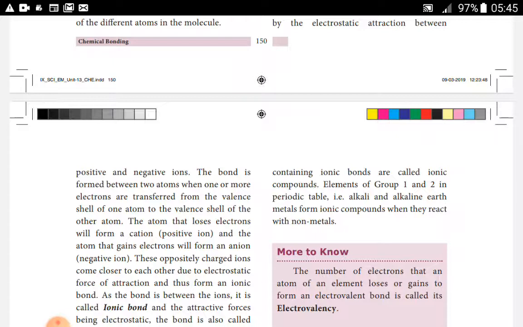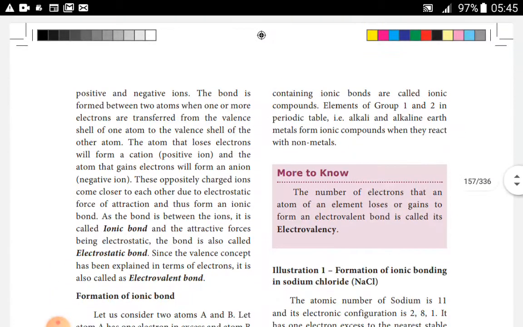So opposite charged ions are first formed, and these opposite charged ions come closer to one another because of electrostatic force of attraction, because of the attraction of opposite charged ions. And the bond is developed, and due to this bond developed because of the ions, it is called ionic bond. The bond between opposite charge ions, so it is called ionic bond.